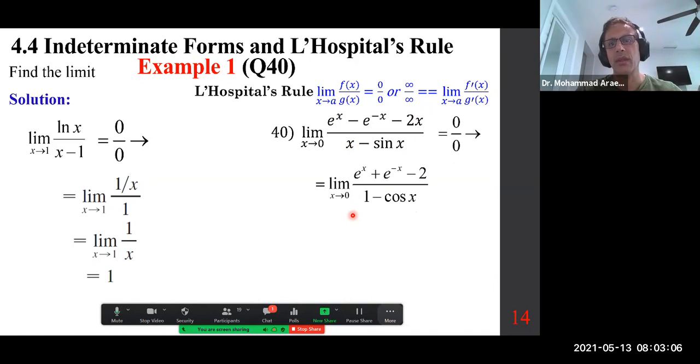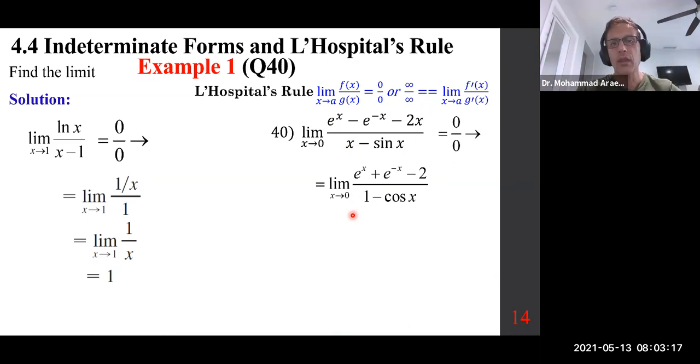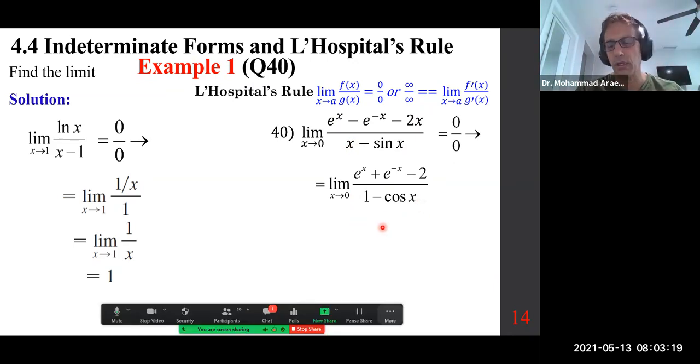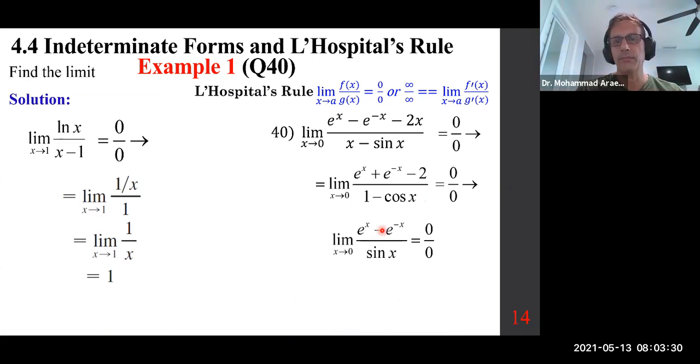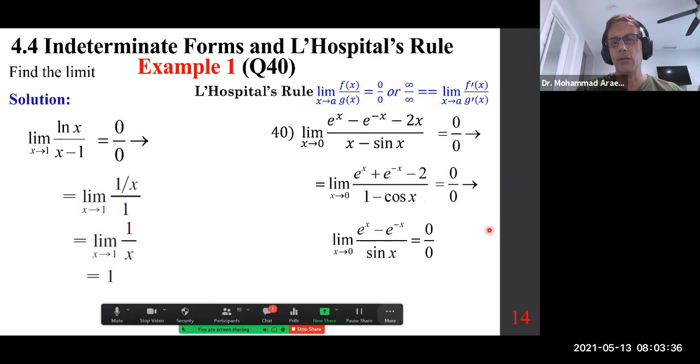We plug in x equals 0, and notice the top is e to the power of 0 plus e to the power of 0, which is 2 minus 2 equals 0, and the bottom is 1 minus cosine of 0. Cosine of 0 is 1, so 1 minus 1 makes it 0. Again, we are dealing with 0 over 0. L'Hopital's rule is used again. Differentiate the top, differentiate the bottom. And you notice the same thing, 0 over 0. So we are using L'Hopital's rule multiple times, and that's fine. Let's differentiate it again.